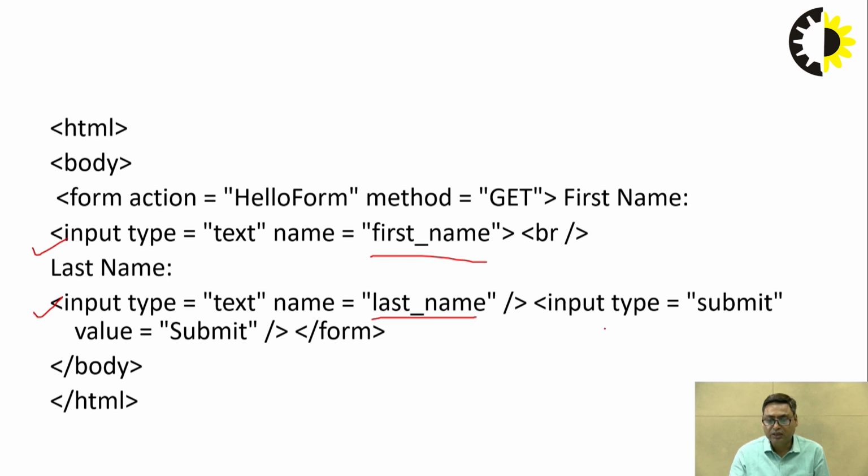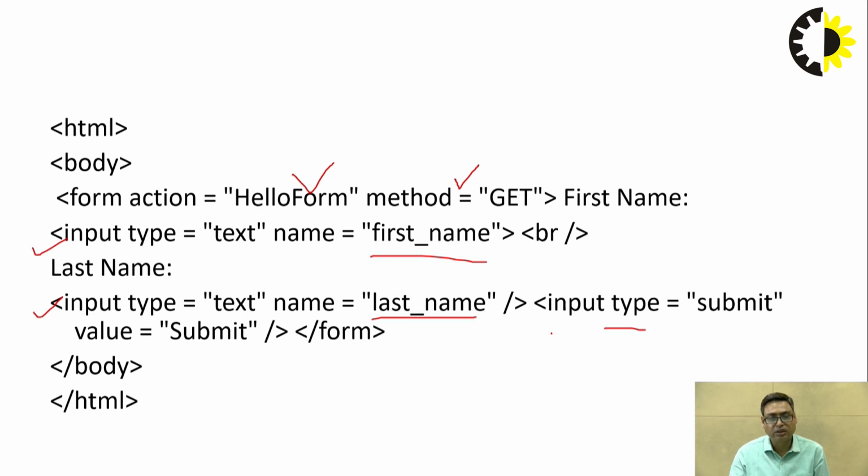And then we are using the submit button. When we click on the submit button, the form data will be submitted to the servlet HelloForm. It is a servlet name. It will submit the data with the help of the method GET. So when we click on the submit button, the data that you entered in these two text boxes will be submitted to the servlet HelloForm.